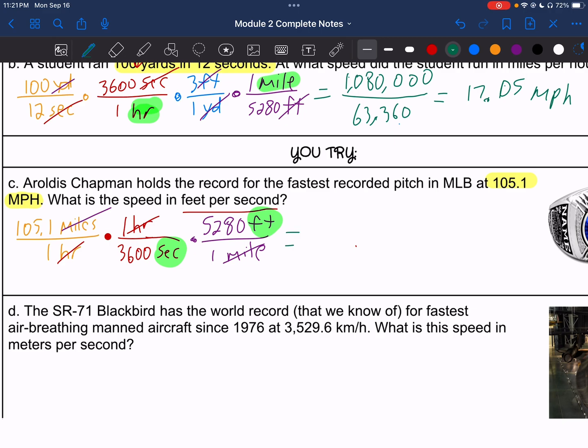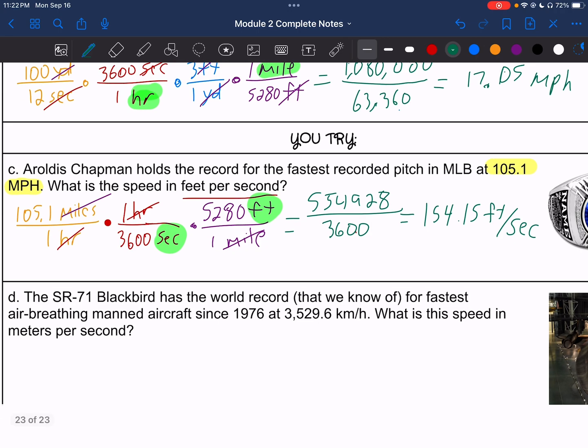105.1 times 1 times 5,280 is going to give us 554,928 over 3,600. And when we do that division, we get that it's 154.15 feet per second. Now, if you didn't know, the distance from home plate to the pitcher's mound is 60 feet, 6 inches. So 60.5 feet. So that means in less than half a second, Aroldis Chapman's fastest pitch went from his hand to the catcher's glove. Less than half a second.